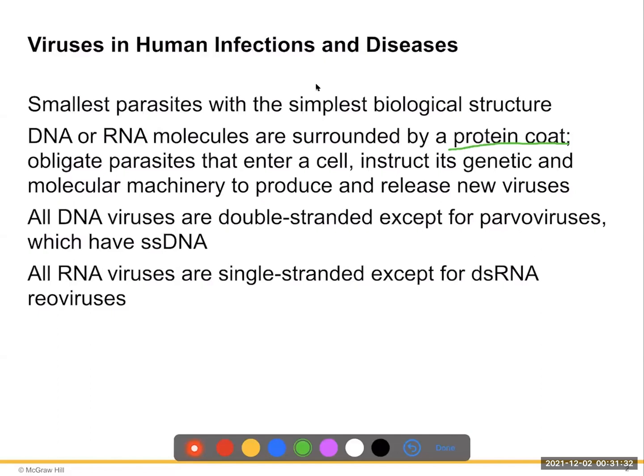All DNA viruses are double-stranded, except for the parvovirus. That's single-stranded. That's what the SS stands for, single-stranded. DS stands for double-stranded. So all your DNA viruses are double-stranded, except for the parvoviruses. Those are single-stranded. All your RNA viruses are single-stranded, except for the double-stranded RNA reoviruses. So most DNA viruses are double-stranded. Most RNA viruses are single-stranded. And there's one exception in each case.